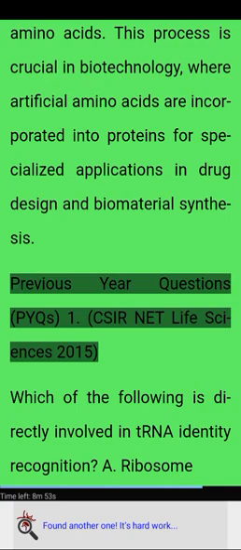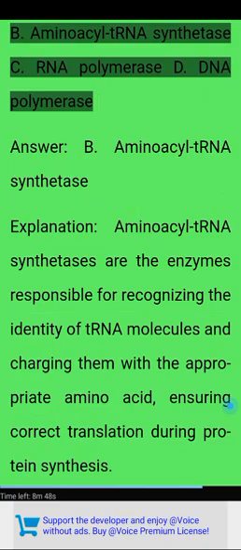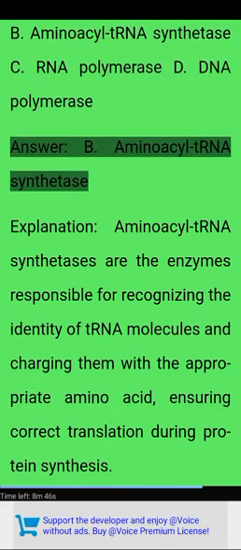PYQs. 1. CSIR NET Life Sciences 2015. Which of the following is directly involved in tRNA identity recognition? A. Ribosome. B. Aminoacyl tRNA synthetase. C. RNA polymerase. D. DNA polymerase. Answer. B. Aminoacyl tRNA synthetase.